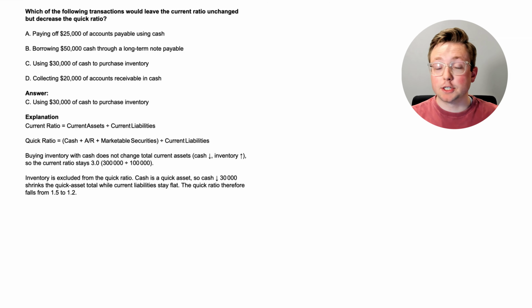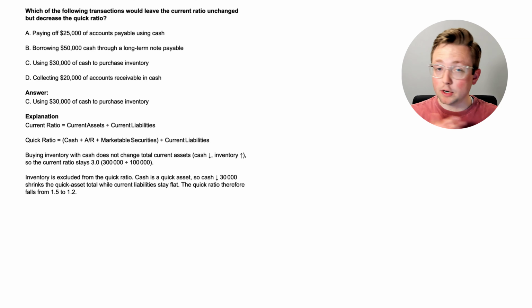Buying inventory with cash does not change the total current assets because cash goes down and that's a current asset, but inventory goes up the same amount and that's a current asset, so it stays the same. So the current ratio stays the same. For example, the current assets are $300,000 in this question, and the current liabilities are $100,000, so the current ratio would be 3, and it would stay 3.